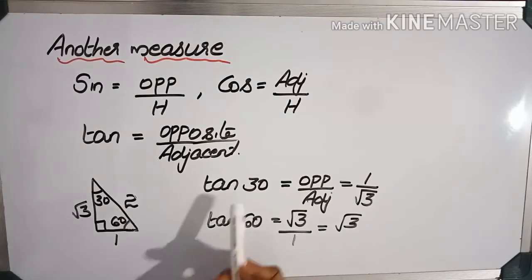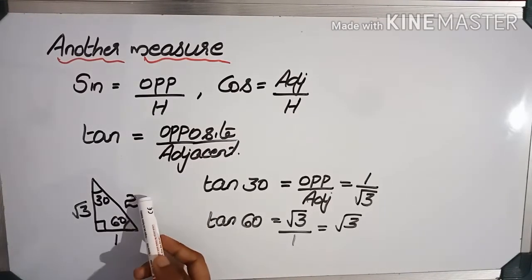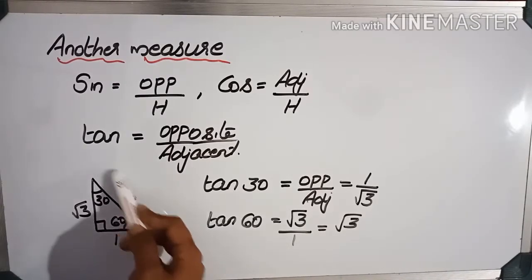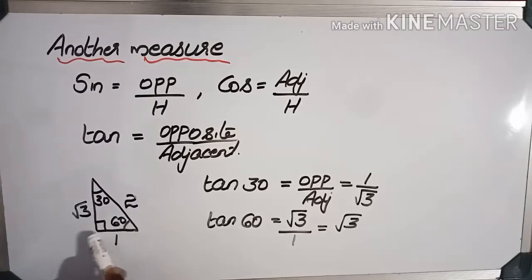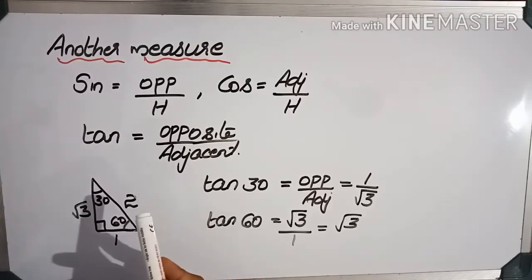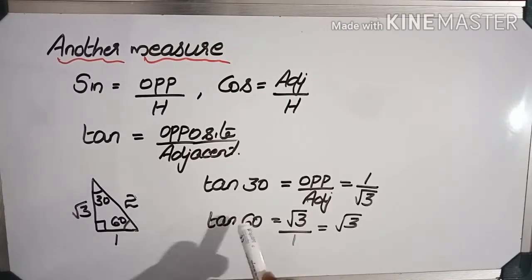And here tan 90 is not possible to measure because the opposite side is the hypotenuse. So tan 90 is not possible to find. Tan 90 value is infinite, that you will learn in +1 and +2. Now tan 30 and tan 60 is enough.